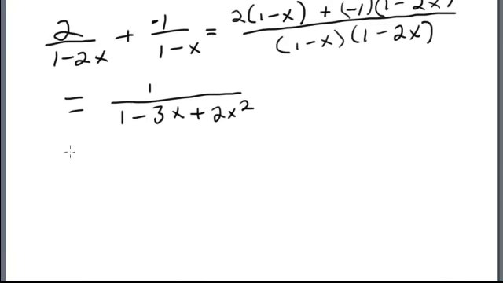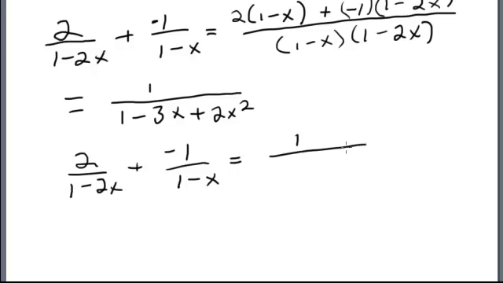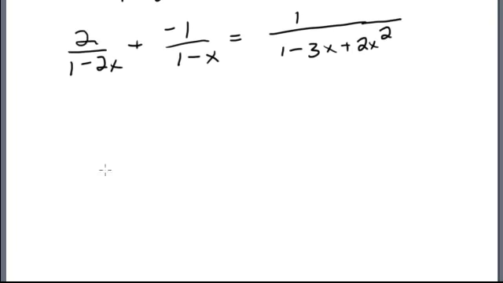So what we got here, I'm going to write this down clearly: 2 over 1 minus 2x plus negative 1 over 1 minus x is equal to 1 over 1 minus 3x plus 2x squared. So we're going to look at the left-hand side: 2 over 1 minus 2x minus 1 over 1 minus x is equal to, and we know what this is.